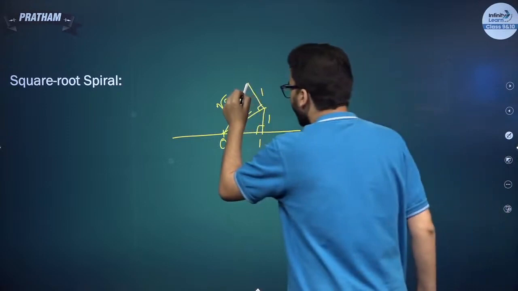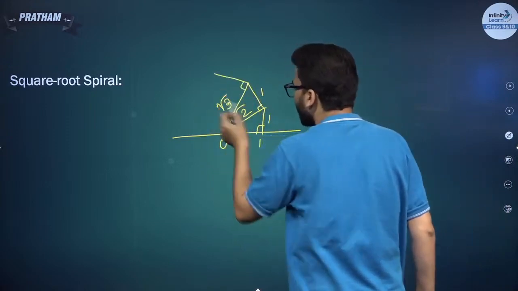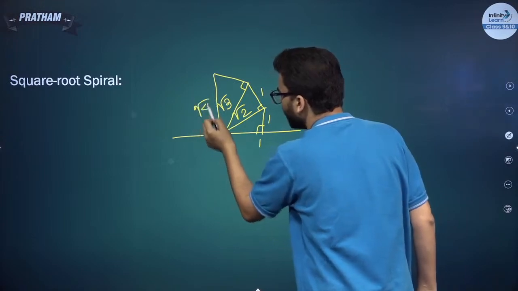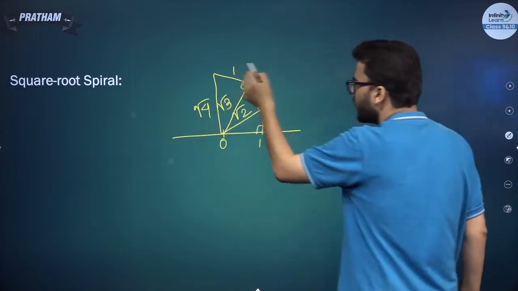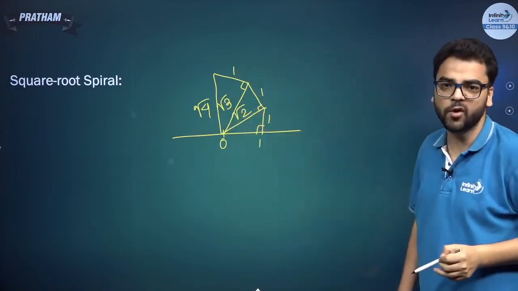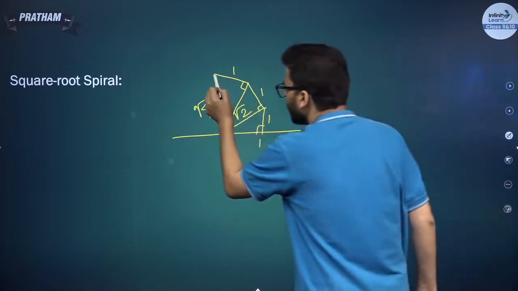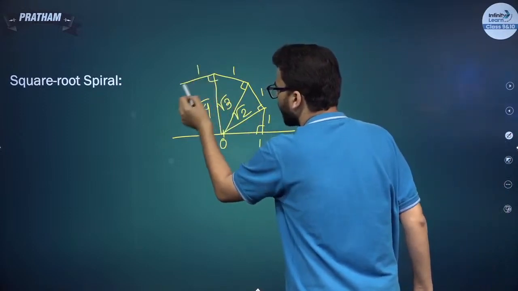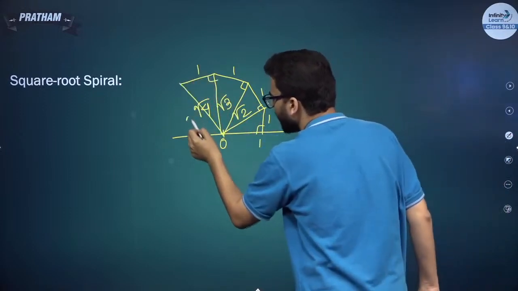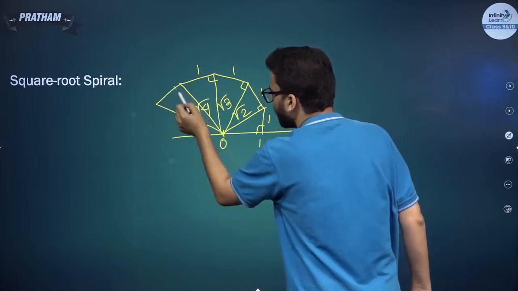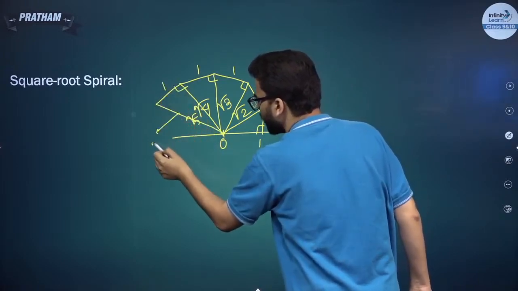Now tell me guys, if I drop 1 unit perpendicular over here, will I get square root of 4 over here? Tell me. If you drop 1 unit perpendicular, it will give you square root of 4 or not, using the Pythagoras theorem. So what does it mean? You can keep on dropping 1 unit perpendicular over here. You will get square root of 5. This will be square root of 5. In the same manner, you can keep on dropping 1 unit perpendicular. This will be square root of 6.